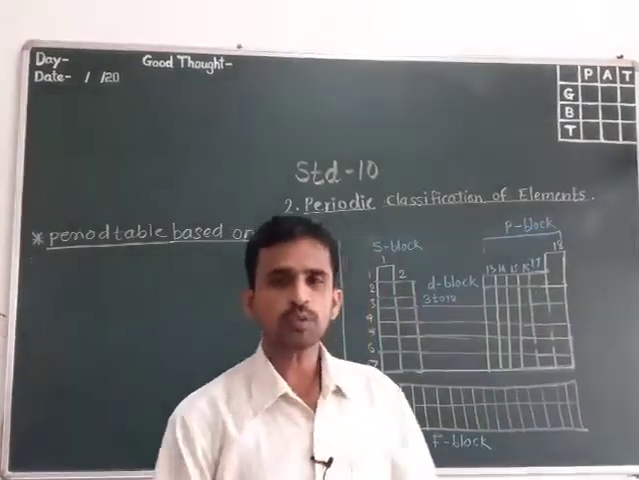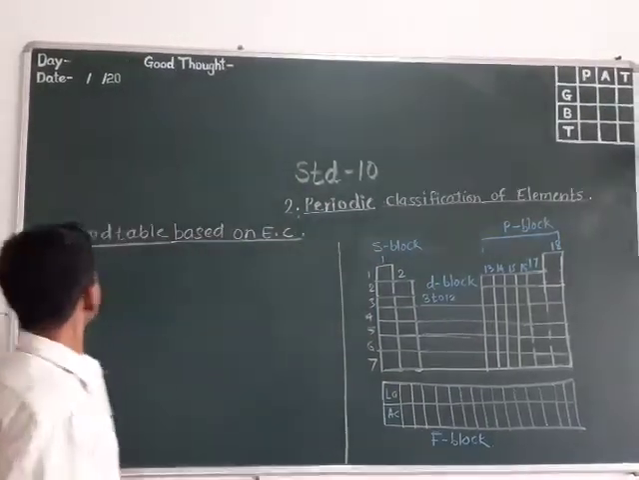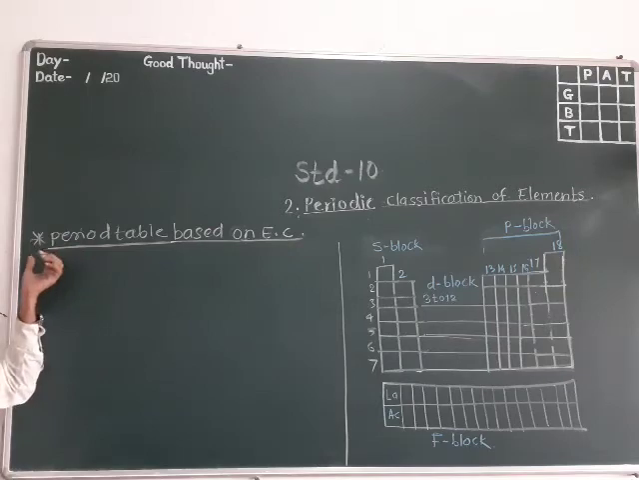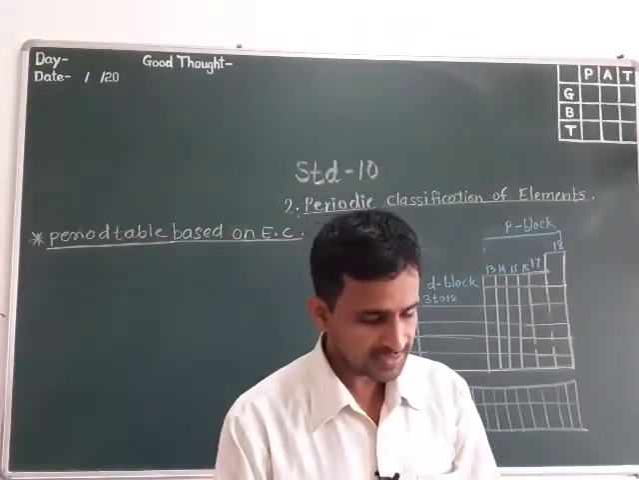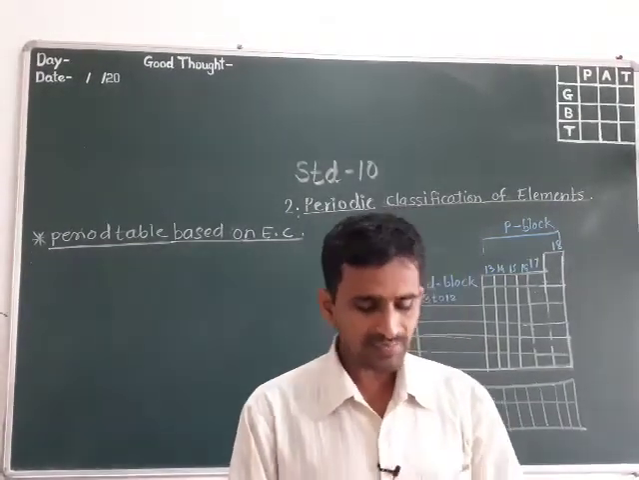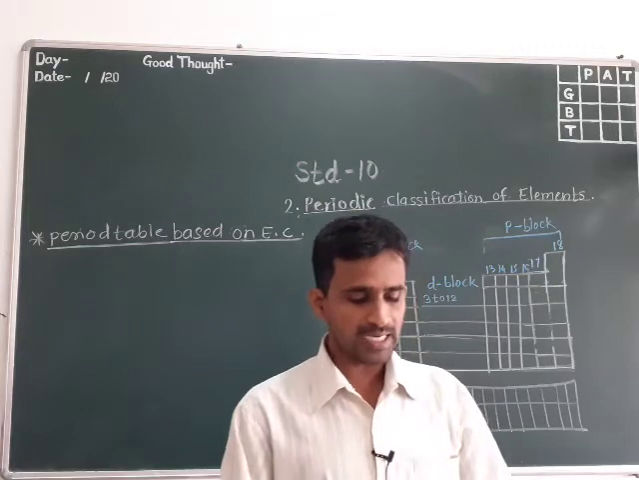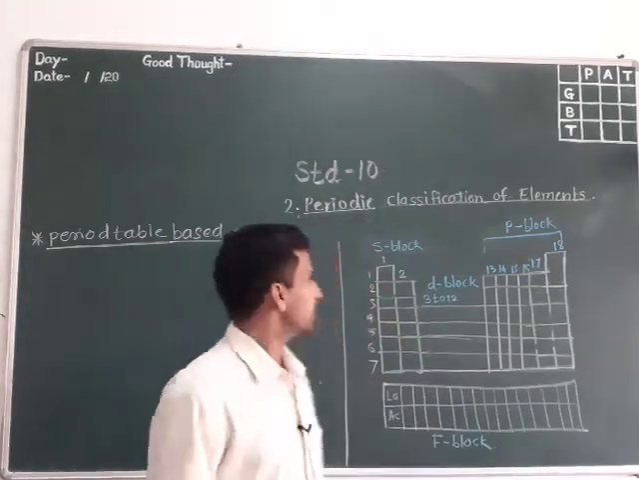Good morning dear students, we are going to see chapter number 2, periodic classification of elements. We are going to learn the periodic table based on electronic configuration. The elements in the modern periodic table are classified on the basis of their electronic configuration. They are divided into 4 blocks.